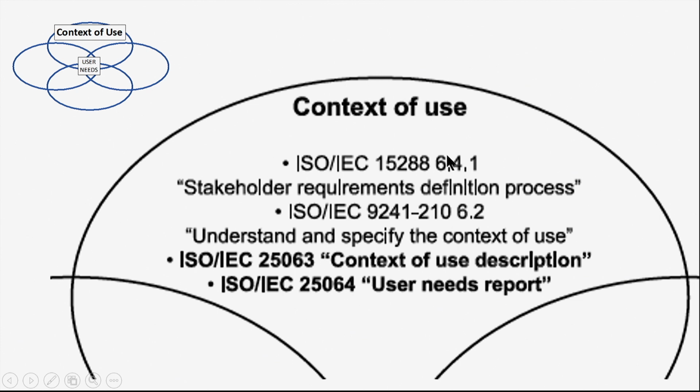All right, so here's the context of use. If you think of this as a flower, the petal enlarged. The general software quality documents are ISO 15288, various parts. But the documents of interest to us are these two, ISO 25063 and 25064, which are context of use and user needs. So these are all related to the topic of context of use. And again, that's this part of the framework.